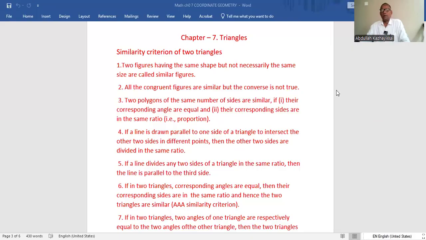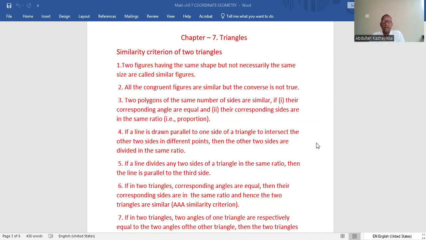Look. All of you, please listen here. What I told roughly, everything is here. You can see. Triangle. Similarity criterion of two triangles. That color you can see.